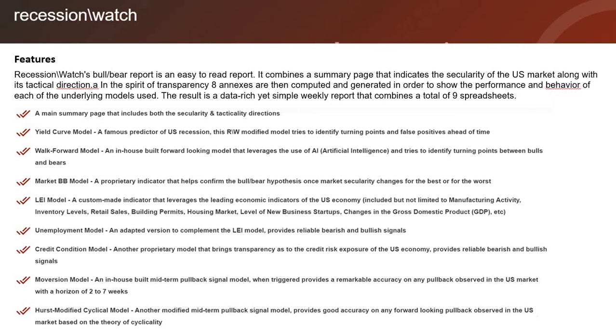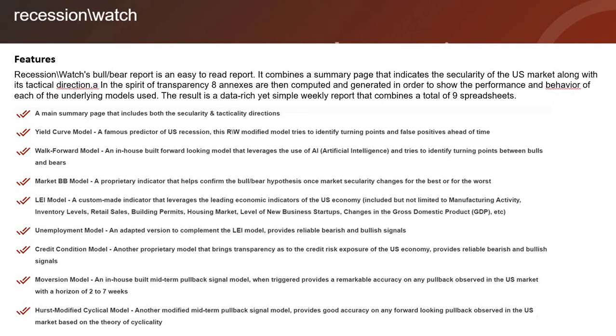The first one is the Moversion model, which is an in-house built midterm pullback signal model. When triggered, it provides a remarkable accuracy on any pullback observed in the US market, within a horizon of 2 to 7 weeks. Very important to mention here, this indicator will not predict every single turn, every single pullback. However, when triggered, it will be highly accurate.